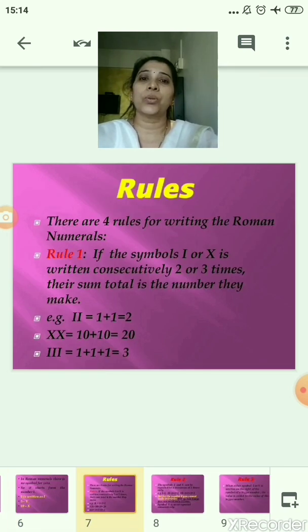Now let us go to the rules for writing the Roman numerals. Rule 1: if the symbol I or X is written consecutively, meaning immediately 2 or 3 times, then their sum total is the number they make. For example, the symbol for 2 is 1 plus 1 is equal to 2. The symbol for 20 is 10 plus 10 is equal to 20. The symbol for 3 is 1 plus 1 plus 1 is equal to 3.